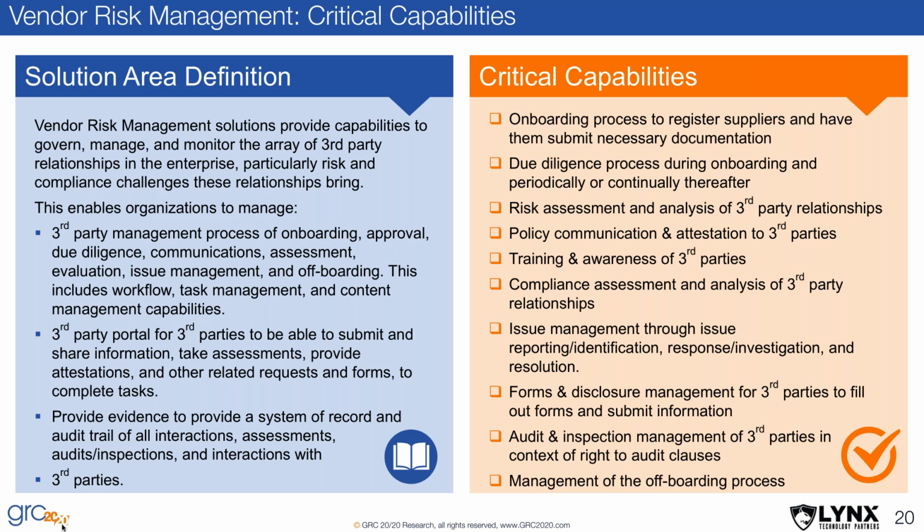Some critical capabilities of vendor risk management solutions is the ability to manage that process, to register vendors and suppliers and have them submit necessary documentation, to provide due diligence on an ongoing basis as well as during the initial onboarding to make sure that vendor is the right person to do business with, to provide structured risk assessment and analysis and measurement of risk across third-party relationships, to be able to communicate policies to those third-party relationships, such as vendor code of conduct, information security policies, privacy policies, where needed to provide appropriate training and measurement of awareness of those policies to third parties, to provide compliance assessment and analysis to ensure that regulatory compliance requirements and legal requirements are being met, to be able to manage issues in the relationship, to document those and evaluate and investigate them, and then resolve them.